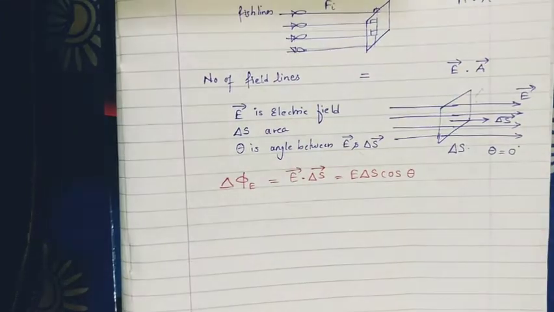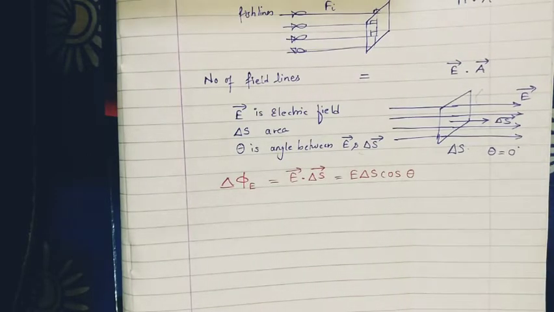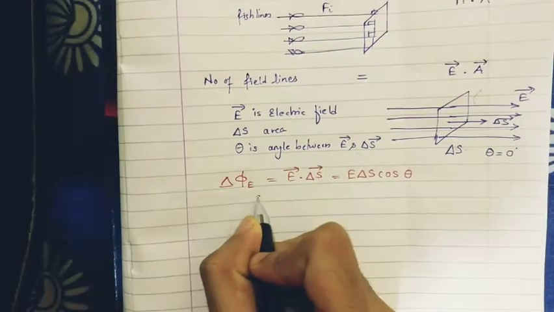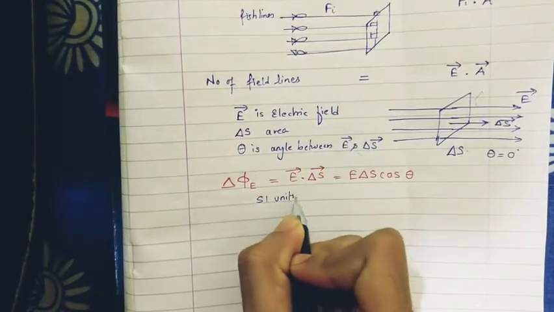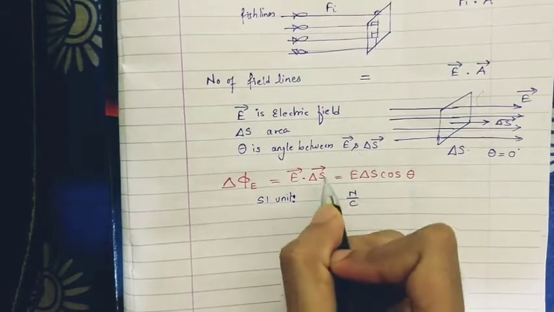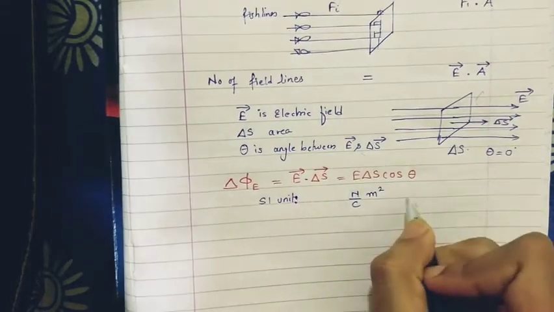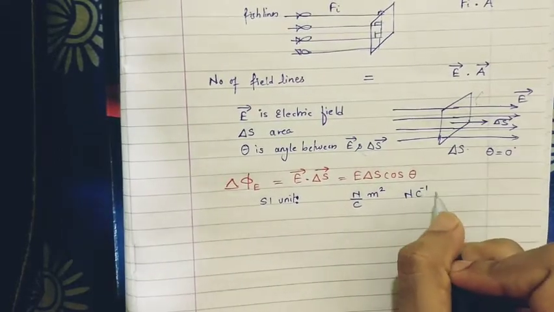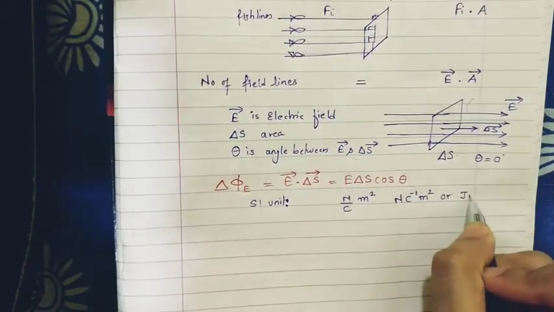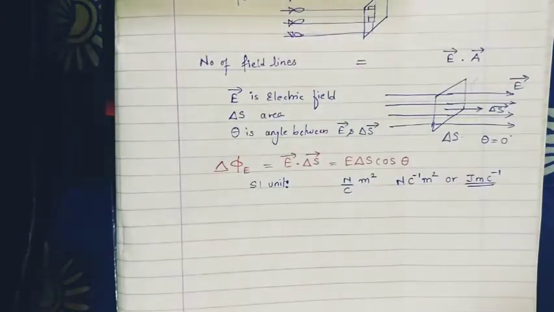Okay, coming to the SI unit of this: the SI unit of electric field is newtons per coulomb, and the SI unit of delta S is obviously meter square. So it is going to be newton per coulomb meter square, or you can also put it as joule meter per coulomb. This is the alternate unit for it, in terms of joules.